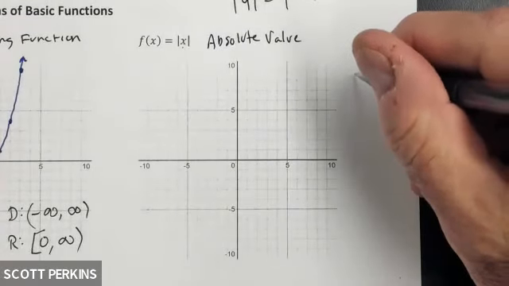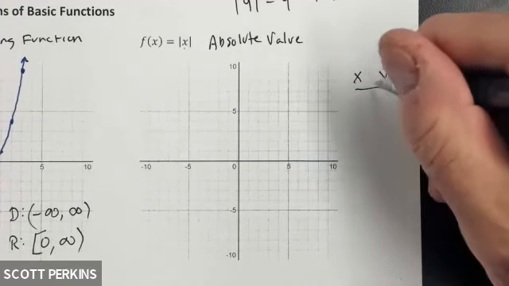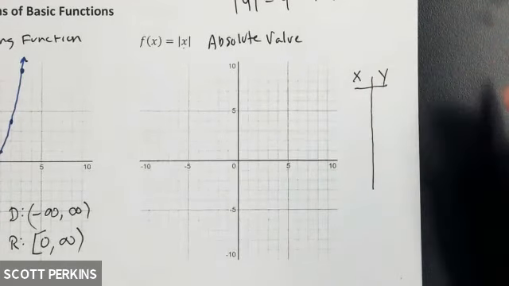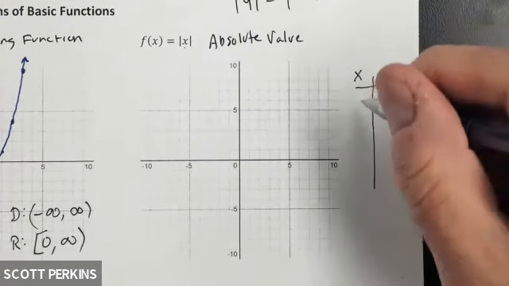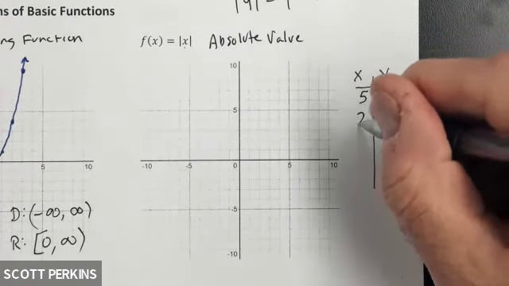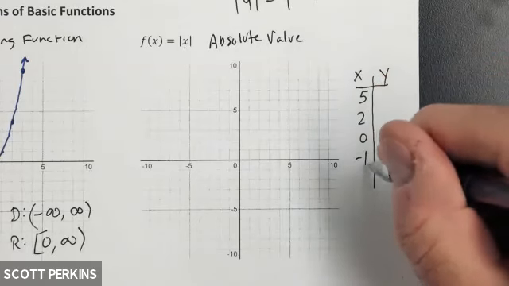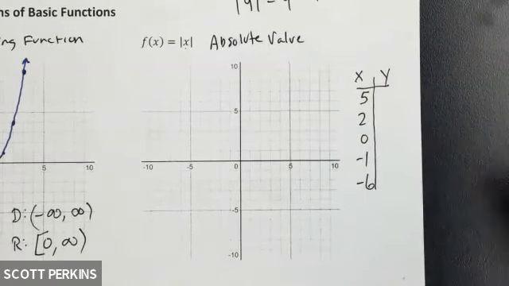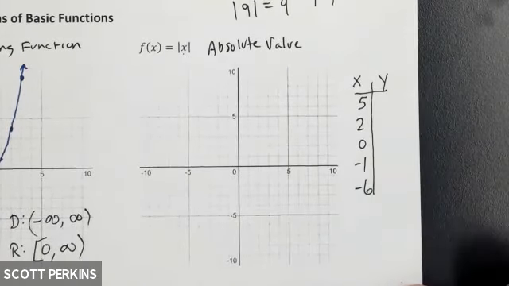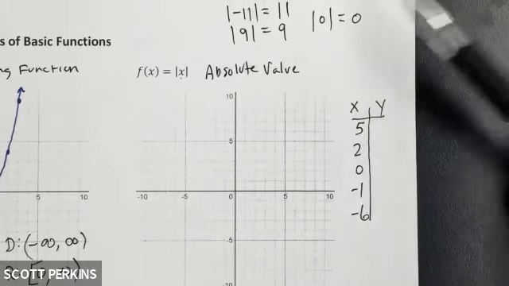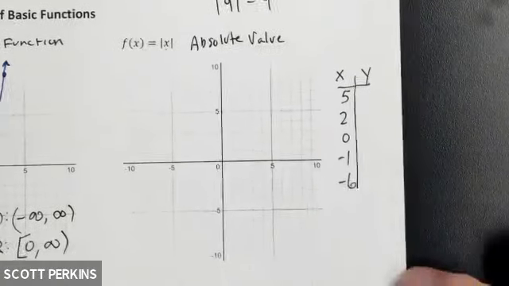So again, I'm going to make a little table of values right here. Again, I'm going to prescribe these values, I'm just giving a variety. So I'm going to say 5 and 2 and 0 and -1 and -6. We'll use those values right there. I'm pausing for a moment just to make sure you're keeping up with me.